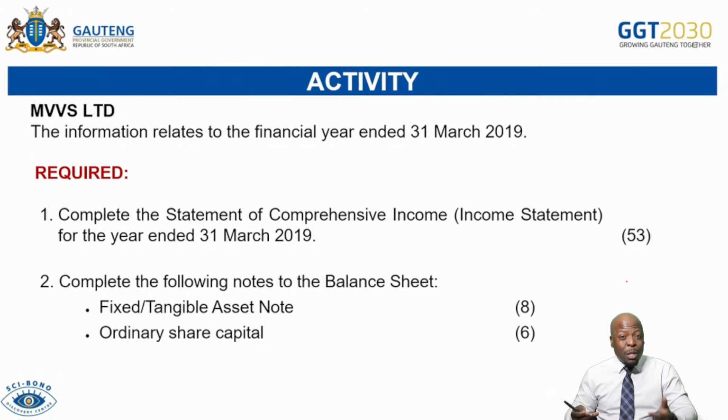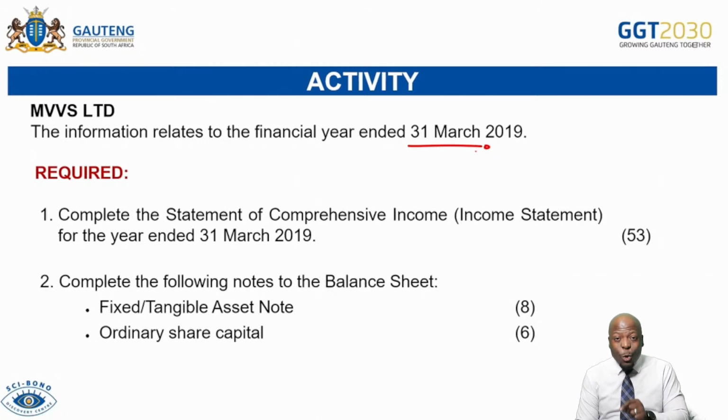If you're able to download the paper from the internet, you can download it. This is the NSC paper, November 2019, the June paper for the year 2019. It reads, MVVS Limited. The information relates to the financial year ended 31 March. This is very important: the dates.